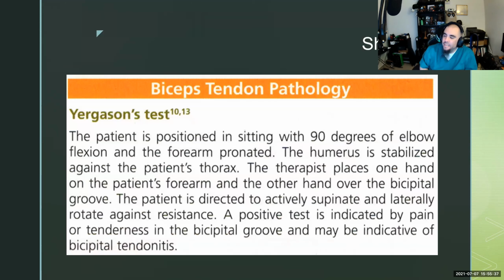Yergason's, by far, to me, is the better test. I do this more frequently than I do the Speed's. Patient's position is sitting with 90 degrees of elbow flexion and the forearm pronated. Humerus is stabilized against the patient's thorax. The therapist places one hand on the patient's forearm, the other over the bicipital groove, and then the patient is asked to actively supinate against resistance. So I'm going like this.